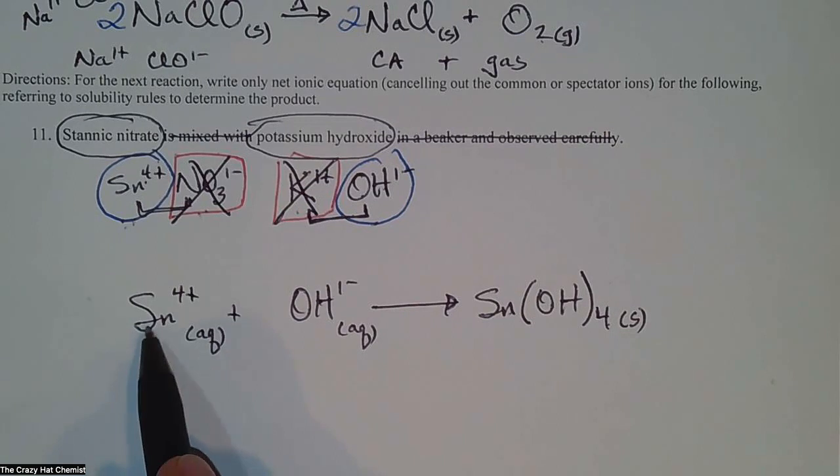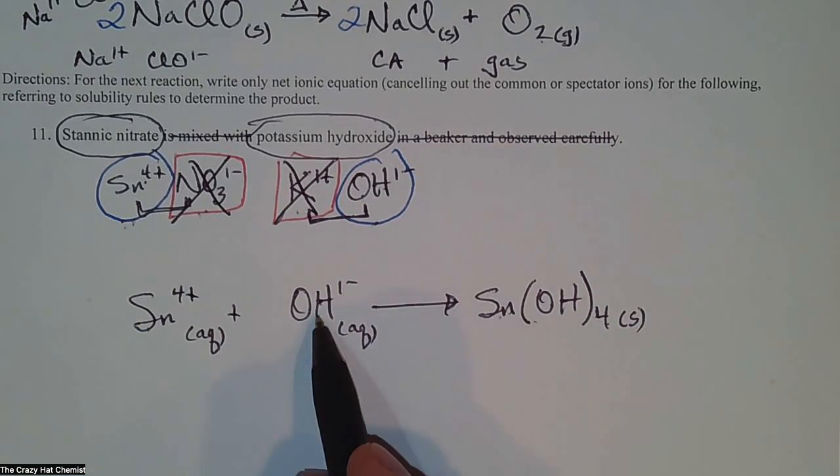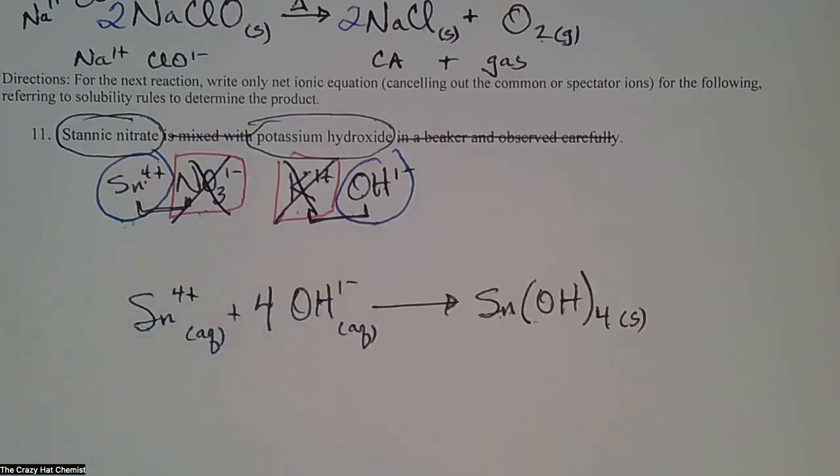Cool. Now, the next thing that we need to do is we need to make sure that this is balanced. There's 1 tin, 1 tin, there's 4 hydroxides, and there's 1. So I need to place a 4 right here. And then I have my net ionic equation.